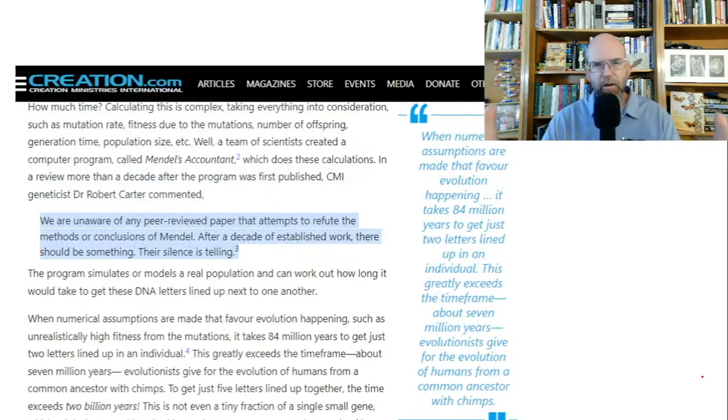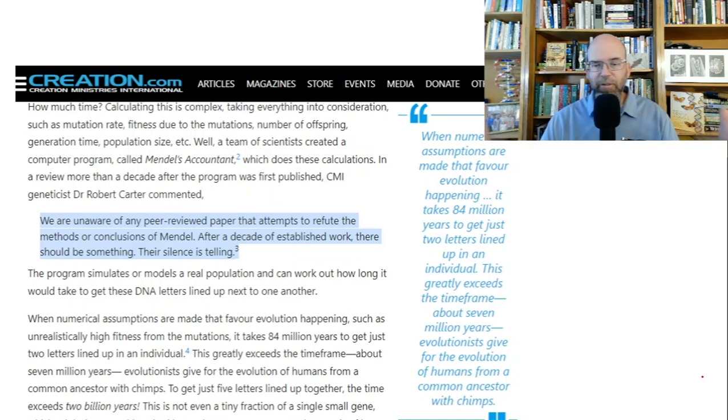So let's go back to that article on creation.com. Here, Dr. Batten, again, is talking about Mendel's Accountant and the waiting time problem. And he's asking, how much time does it take to expunge a genome of negative mutations? And he says calculating it is a complex operation, and I completely agree with that. A lot of things have to be taken into consideration, such as mutation rate, fitness due to mutations, number of offspring, generation time, population size, and so forth.